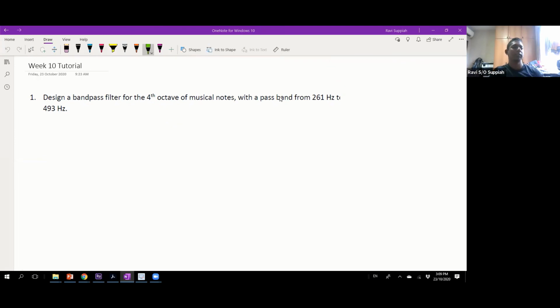Okay, so let's go through the questions. The first question is asking us to design a bandpass filter for the 4th octave of musical notes. Don't worry about that. What we're interested in is the actual frequency range, correct? So we're interested in designing a system that goes from 261 to 493. If I were to draw the response of the filter, it's going to look something like this, where we have the 2 cutoffs, 261 and 493.